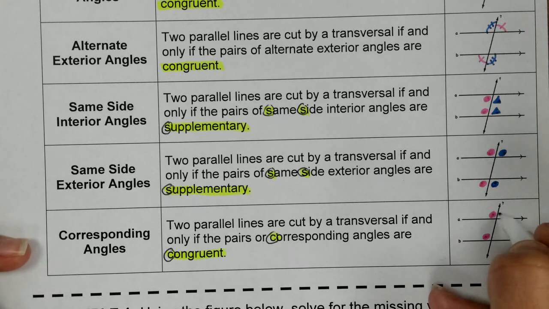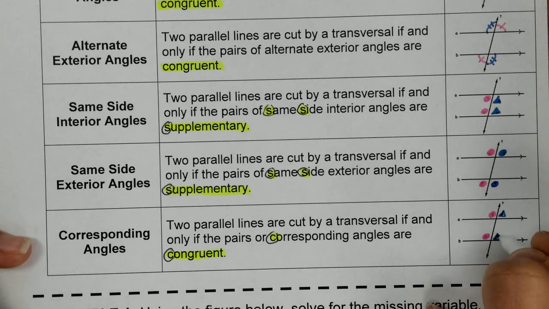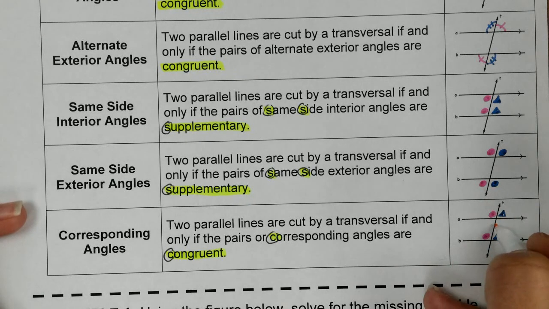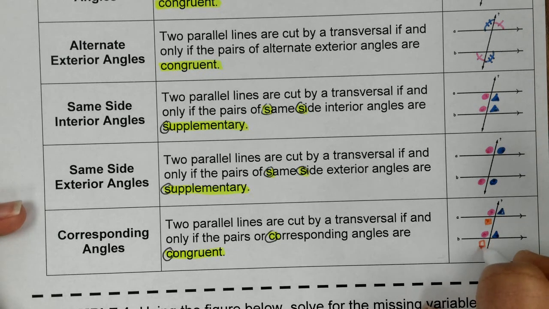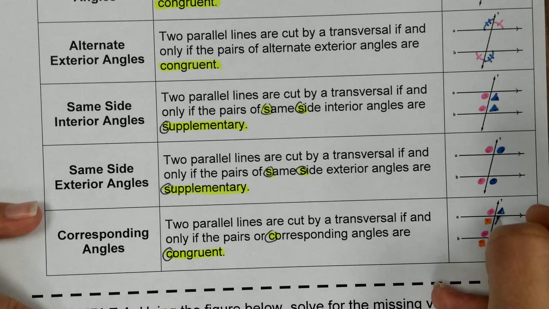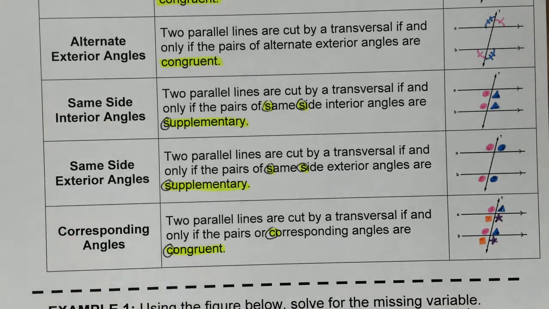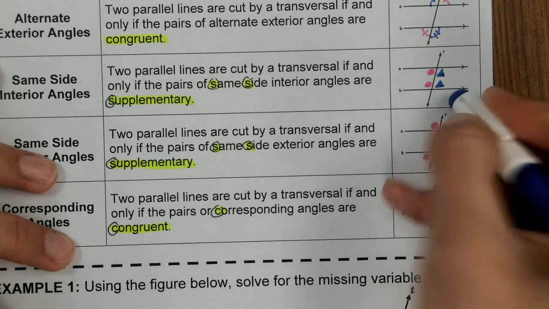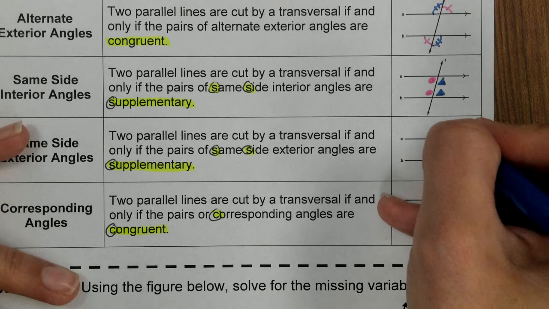Then we have our top right, and our top right. Then we have our bottom left over here, do a little square, and our bottom left. And the last one we have our bottom right, I'll just do a little star, bottom right. So these are our corresponding. Now I did accidentally do the circles up here on these, the same side exterior, so if you don't have colors, they're all going to look the same. So we'll make sure we change that to triangles.